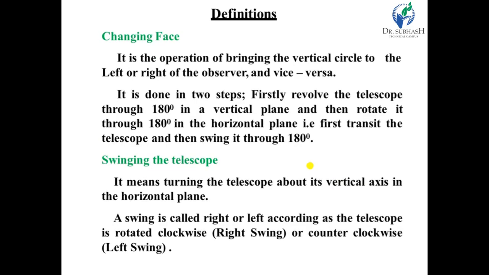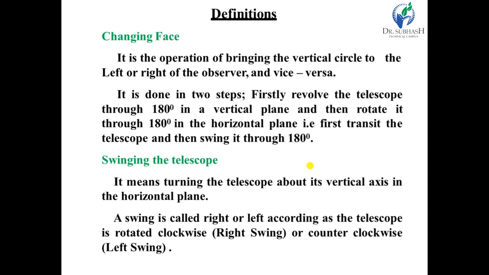Now, changing the face. How can we change the face? There are some procedures to change the face. Generally, we take a reading in the theodolite in the face left position. But if you want to change the face and take another reading and get the mean of those readings to get greater accuracy, for changing the face, first we have to do the operation of transiting and after that we have to swing the telescope.